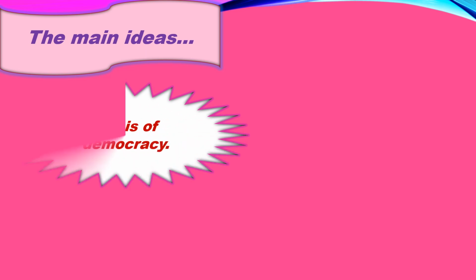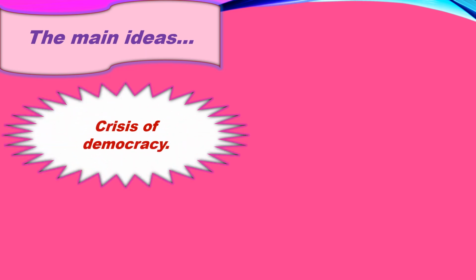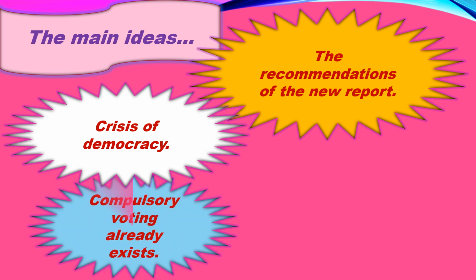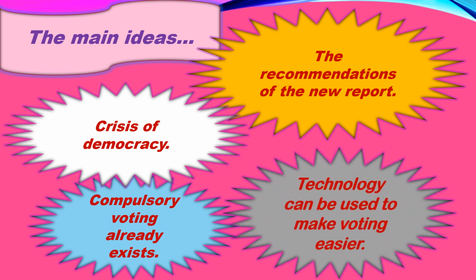The main ideas of our lesson today are: the crisis of democracy; the recommendations of the new report to face the crisis of democracy; compulsory voting already exists; and technology can be used to make voting easier.